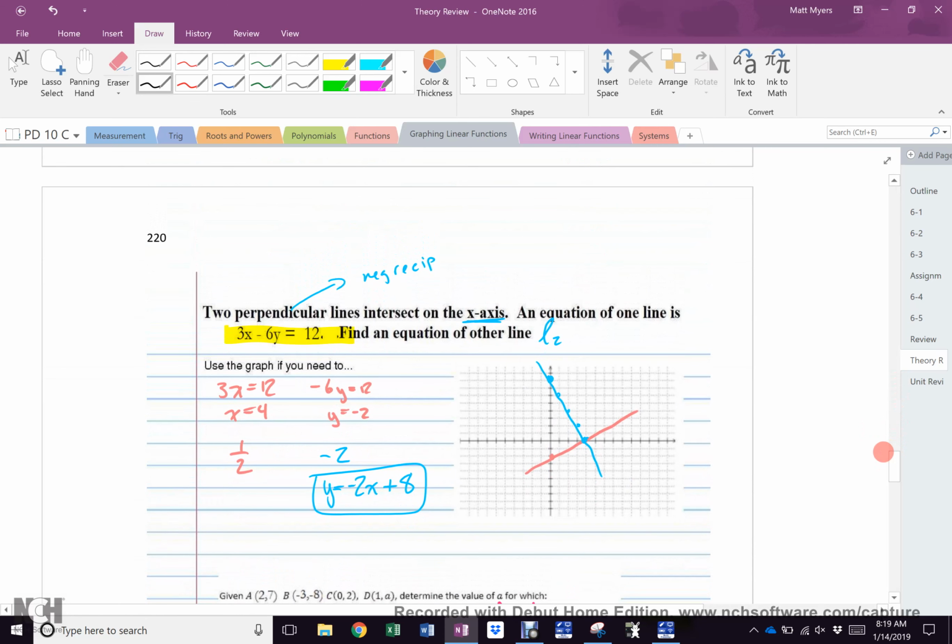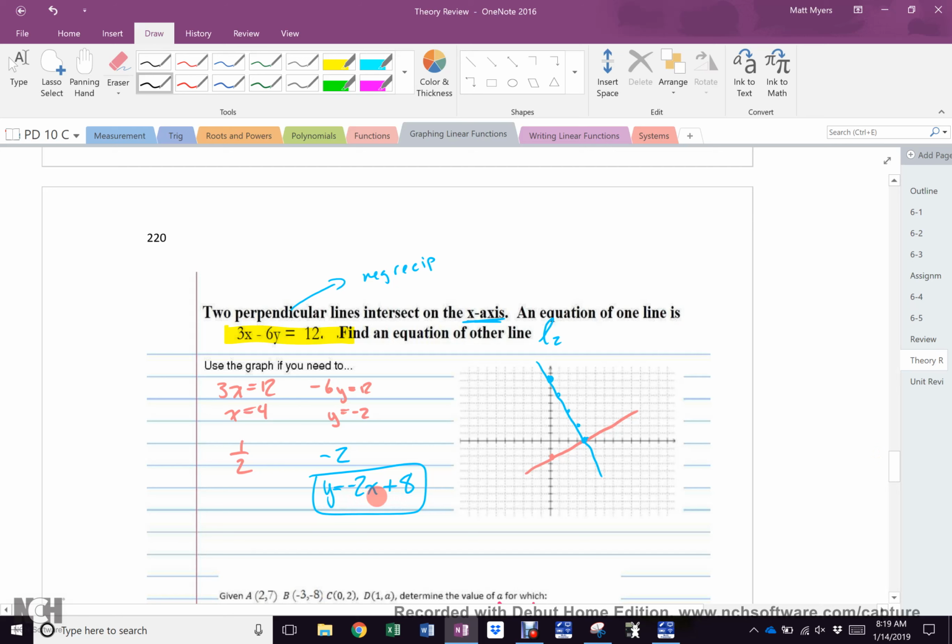Now, number blah on this page is often done spectacularly poorly. So, please check it carefully. The hints are in the question. The answer is that. y equals negative 2x plus 8.